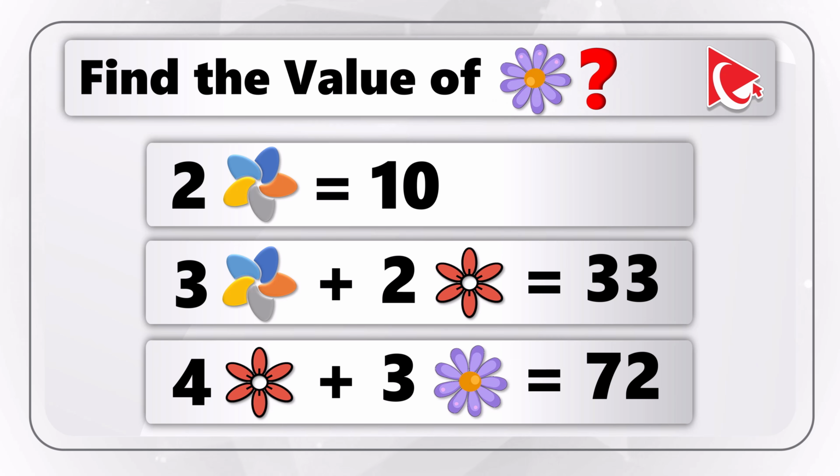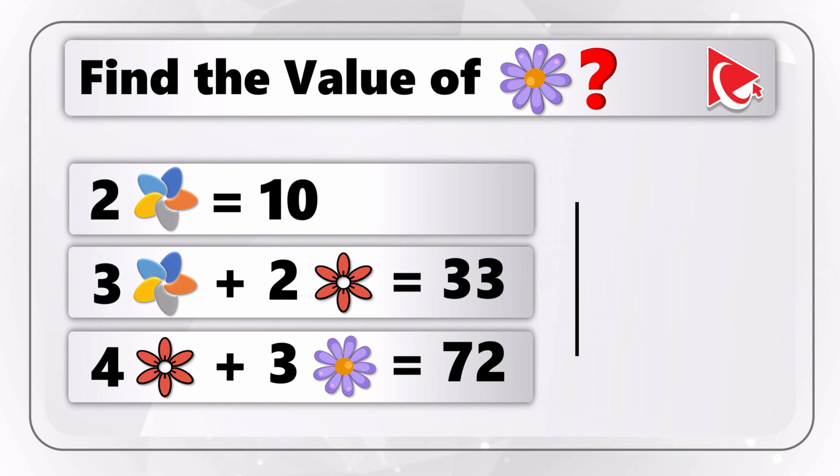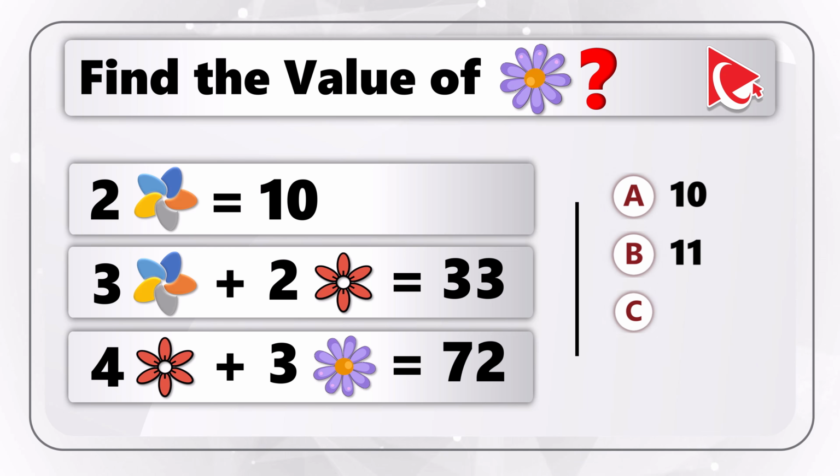And once calculated, select the answer out of 4 possible choices. Choice A, 10. Choice B, 11. Choice C, 12. And last but not least, choice D, 13. Take a close look to see if you can come up with the answer.